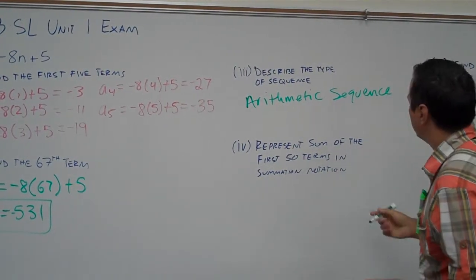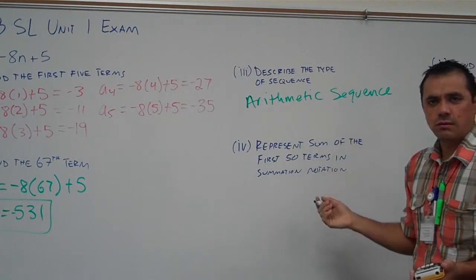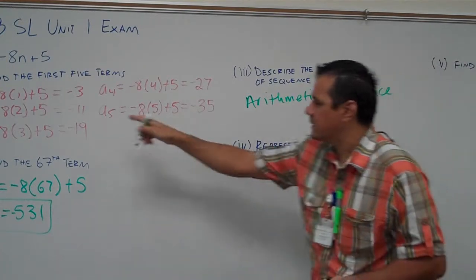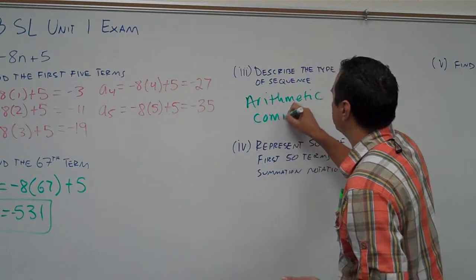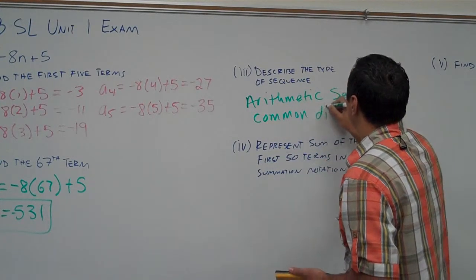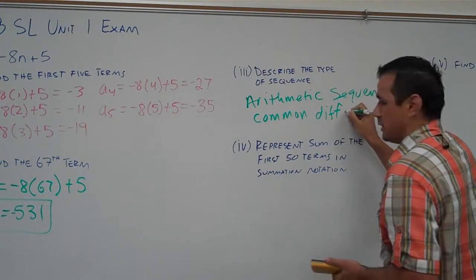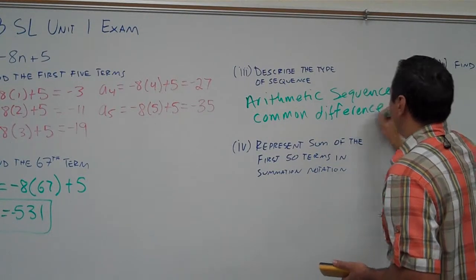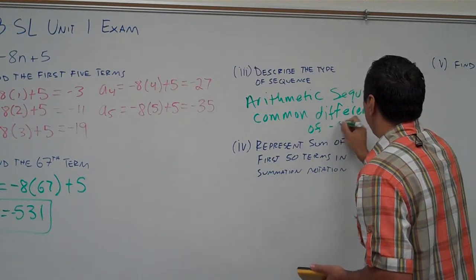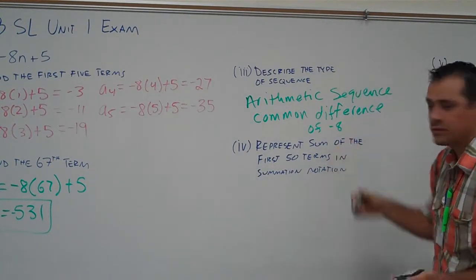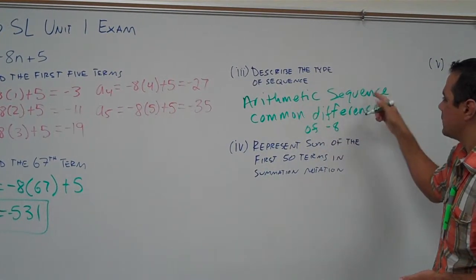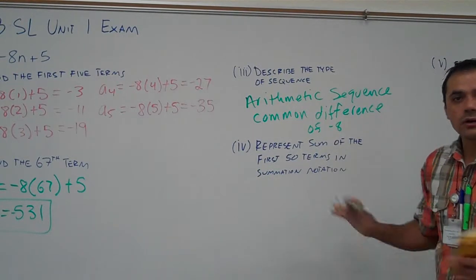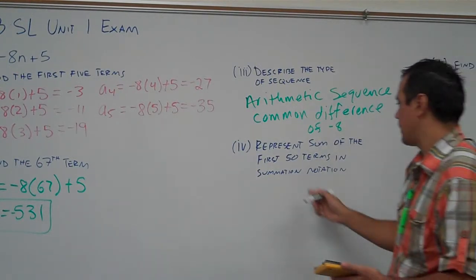And then you have to tell me why. It's an arithmetic sequence because it has a common difference of negative 8. And that's the answer for that. That's all you've got to say. Simple as that. Or if you want to put arithmetic sequence because d equals negative 8, I know exactly what you're talking about. Okay, so no problem.